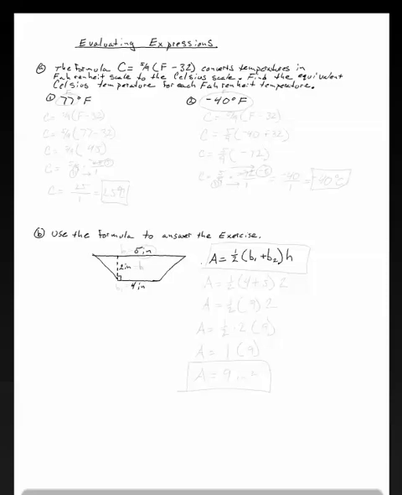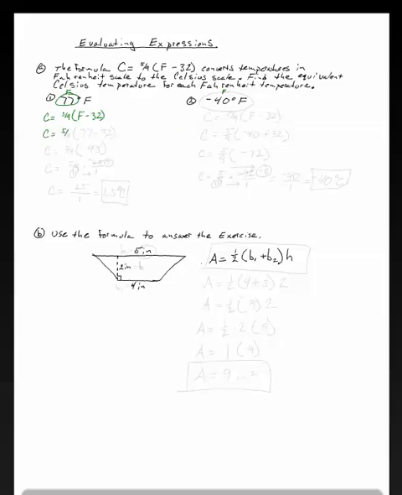So in each of these cases, what they've given us is F. Okay? They've given us the Fahrenheit temperature. So whenever I'm evaluating an expression, especially if they've given me a formula, the first thing I do is write the formula down. So C equals 5/9 times F minus 32. And they've given us F, so we're going to plug that in.